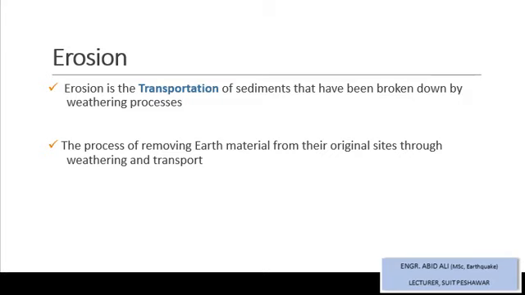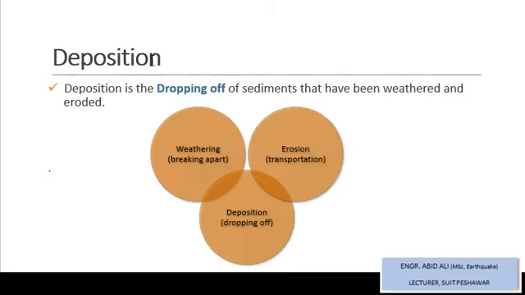The final part of this process is called deposition. So deposition is the dropping off of the sediments that have been weathered and eroded. So to continue my example, if those tiny bits of granite broken off and weathered by the waves and then eroded or transported by the ocean's current eventually get deposited on a coastline many hundreds of miles away, that is deposition, the dropping off.